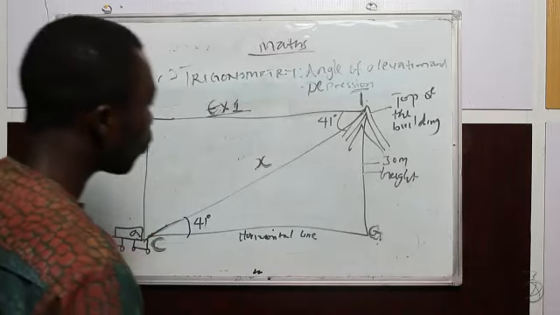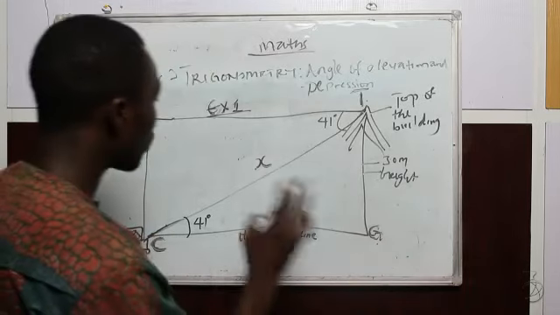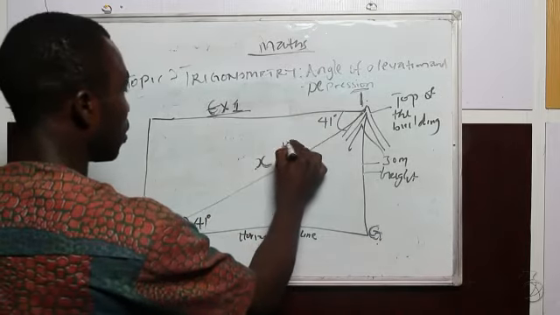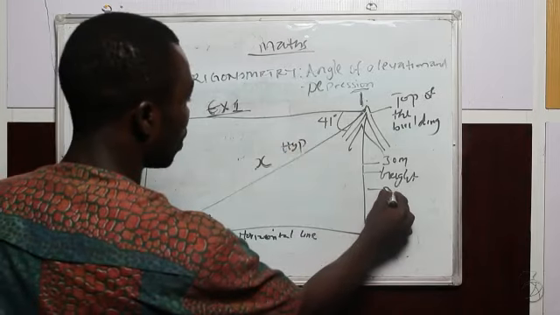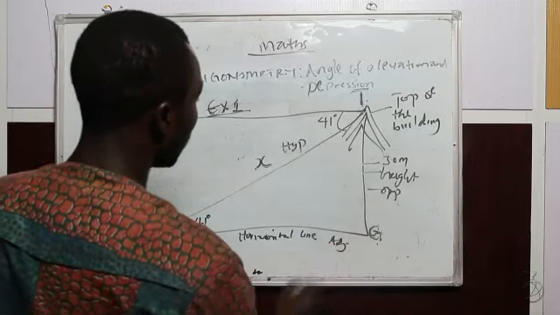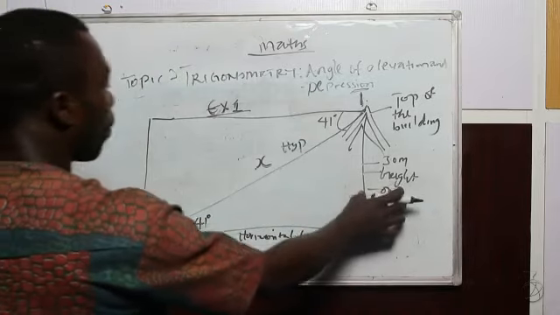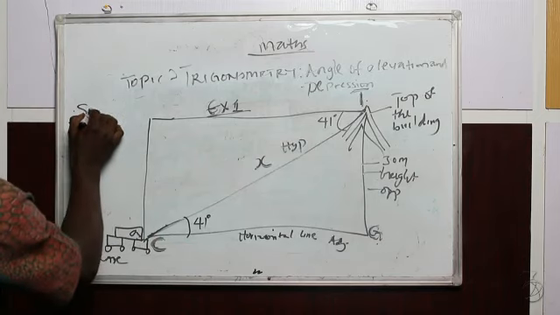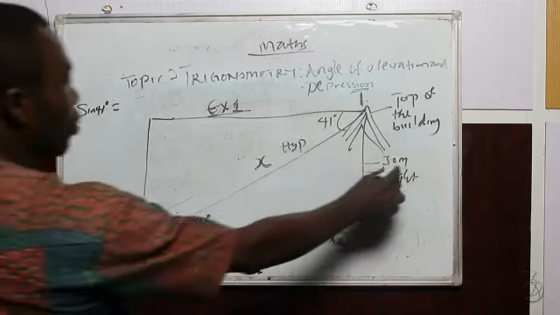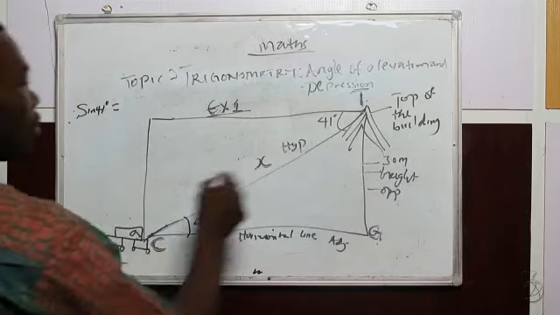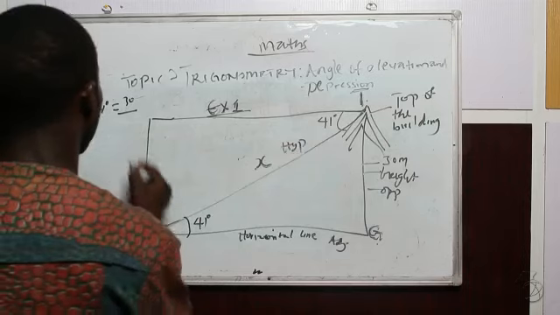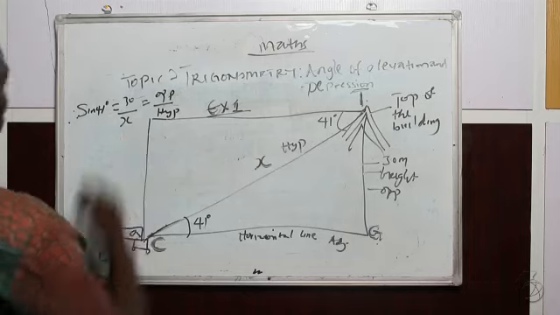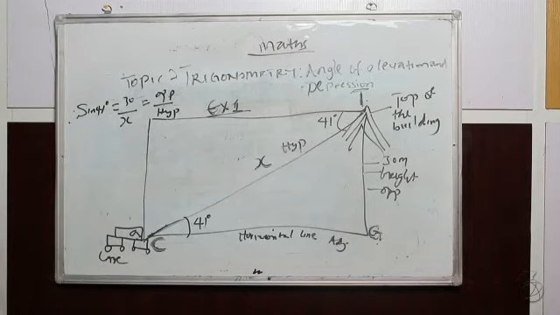Therefore, remember we use the word SOHCAHTOA. The height is given here, the angle is given here, the hypotenuse side is this. This is our hypotenuse side, this is our opposite side, this is our adjacent side. So it is opposite over hypotenuse. Therefore, sine 41 degree is equal to opposite, which is 30 meter, over hypotenuse, our x.